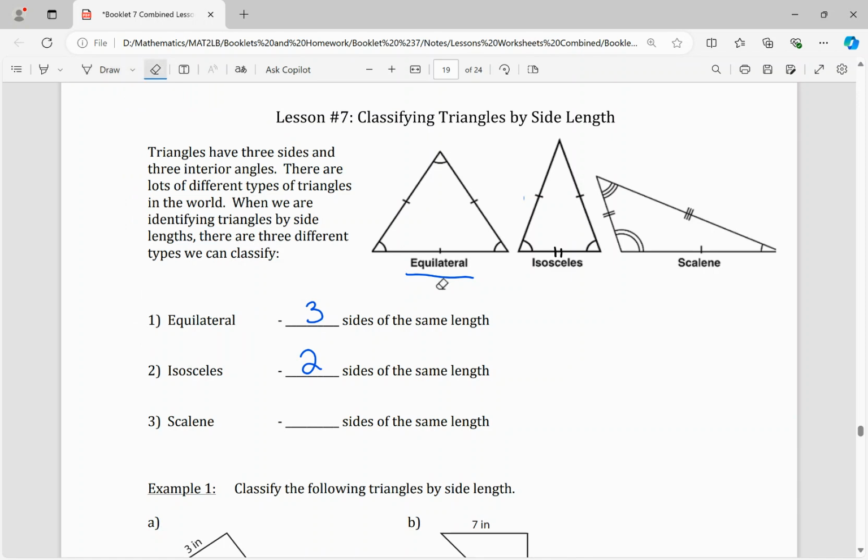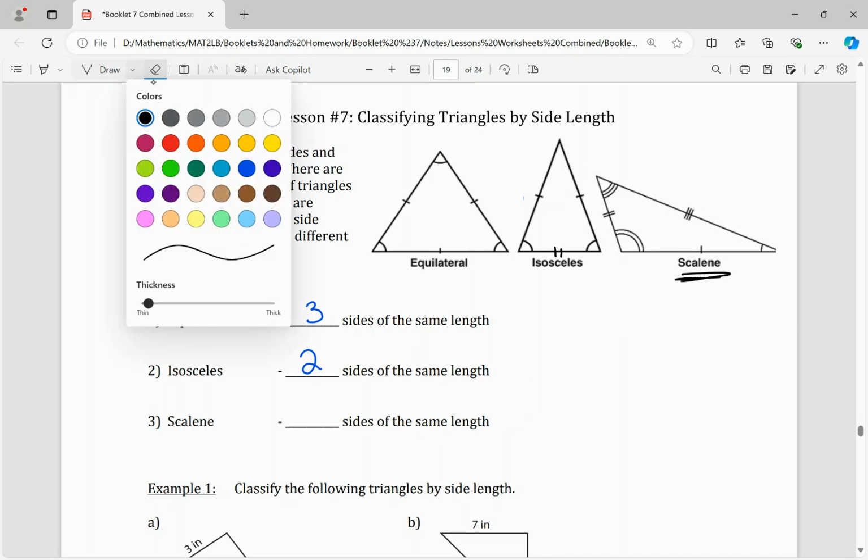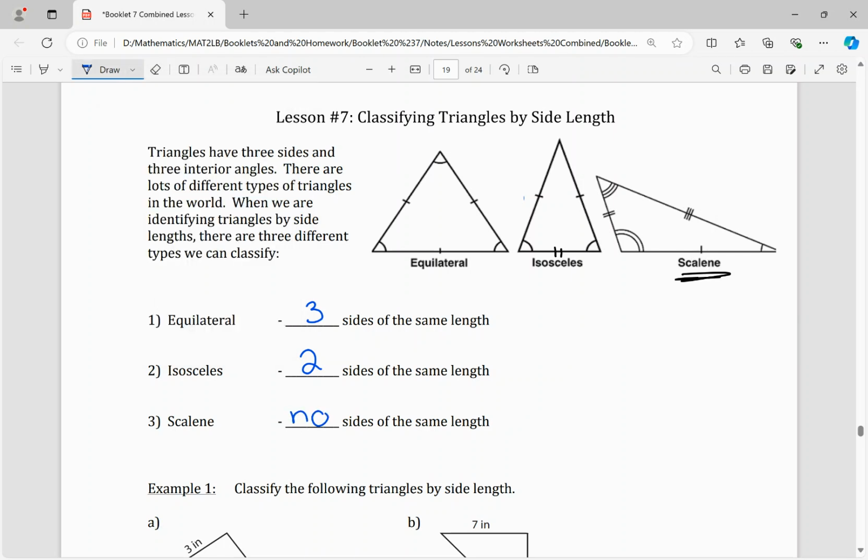The last triangle that we need to know is called a scalene triangle. And logically enough, a scalene triangle is when none of the sides are the same length. You can see here in the diagram that one of my sides has one tick, one has two, and one has three, but no two sides have the same number of ticks, meaning they are all different. So, for scalene, we are going to write no sides of the same length.